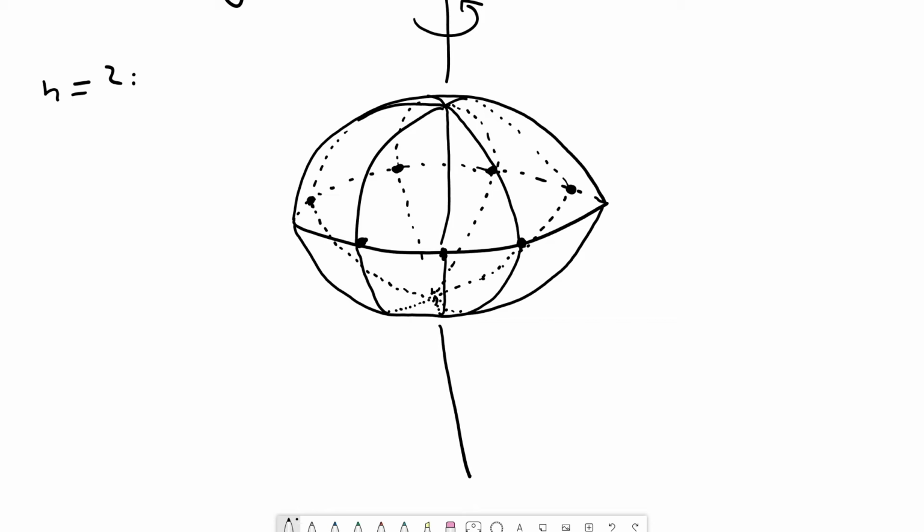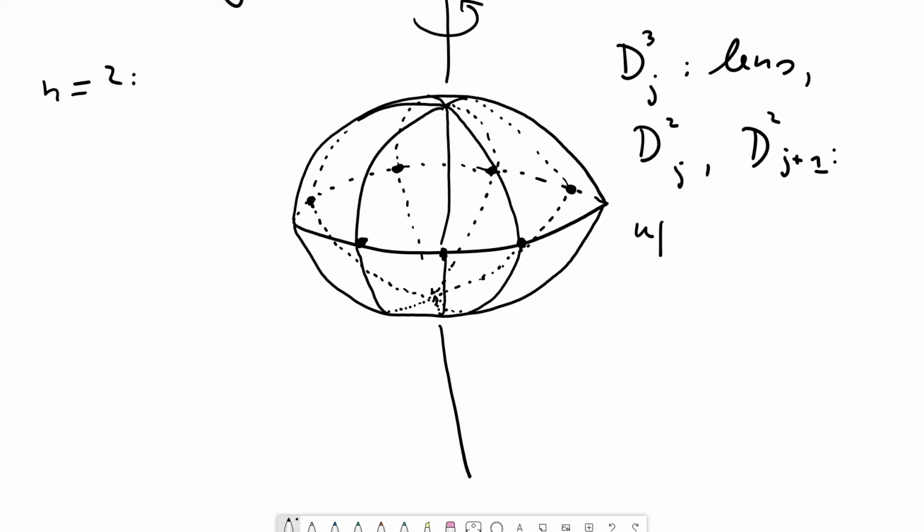So this is sort of indicating the identification, yeah? So let's draw what it is. D3 now is the big one. So this is our lens, yeah? That's the whole thing, and it's bounded by D2J and D2J plus 1, which is the upper and lower hemisphere. So upper and lower curved boundary disk.